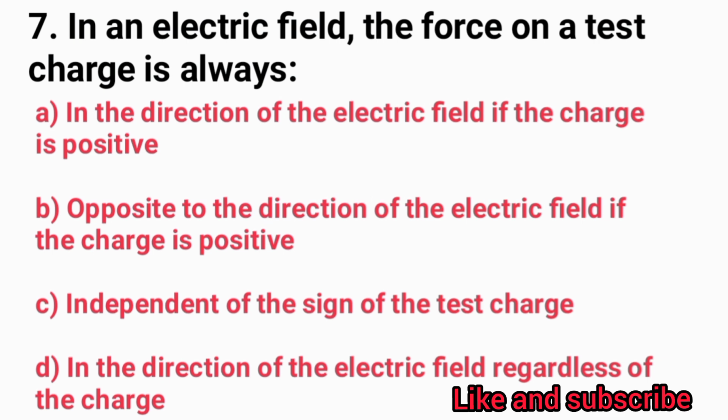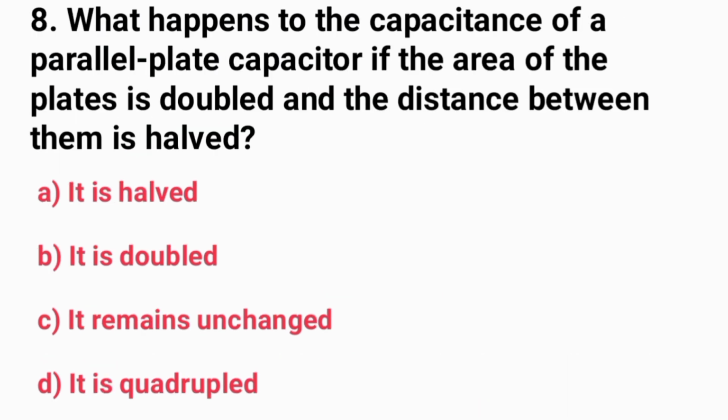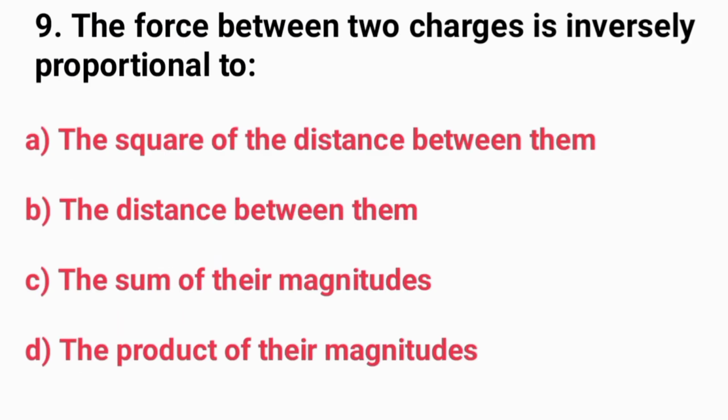Question number 7. In an electric field, the force on a test charge is always. The correct answer is option A, in the direction of the electric field if the charge is positive. Question number 8. What happens to the capacitance of a parallel plate capacitor if the area of the plates is doubled and the distance between them is halved? The correct answer is option D.